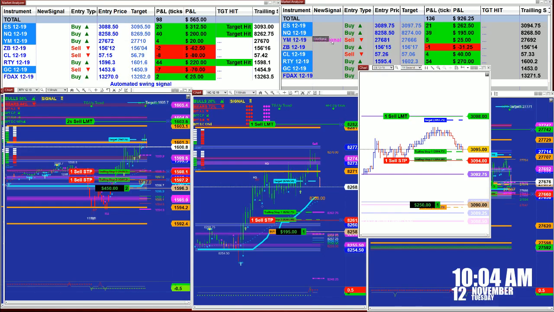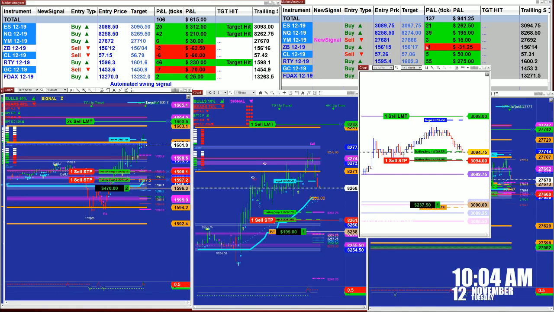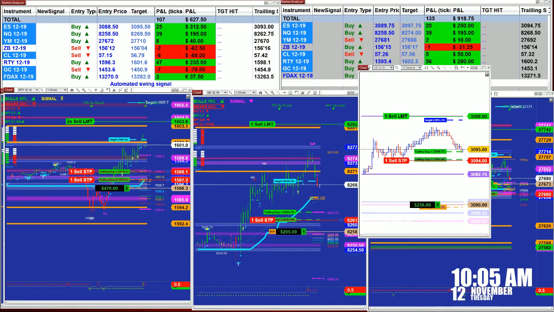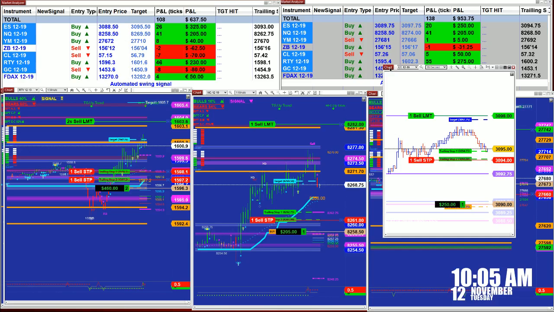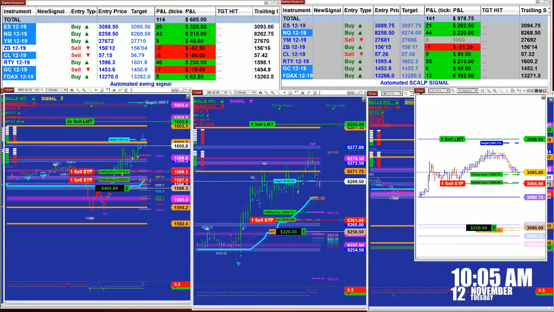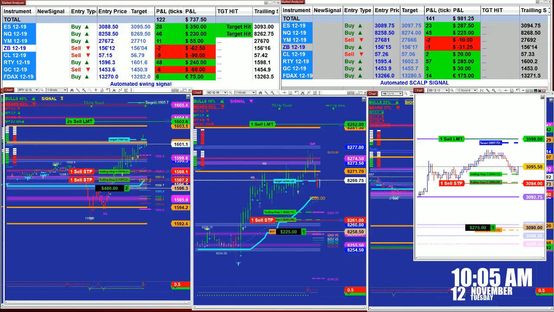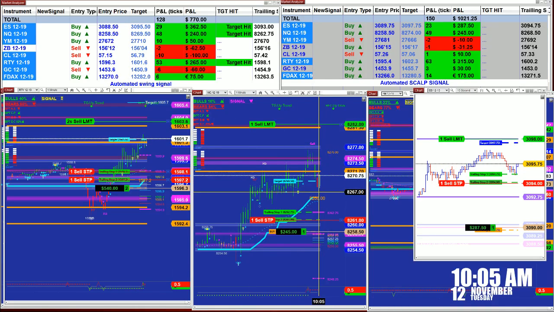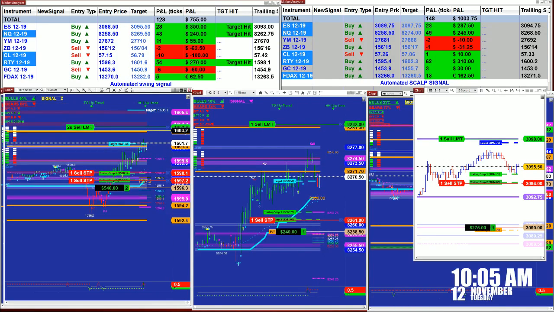We have a new signal on the YM with the scalper. Sell at 27681, target 27666. We closed one of the trades on the ES. And you see the market turn around. There is no short.